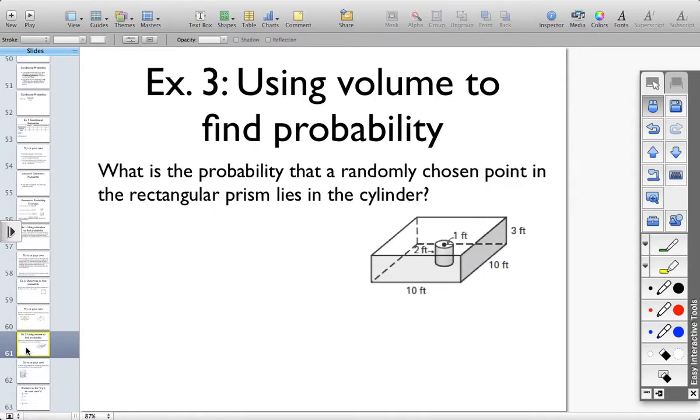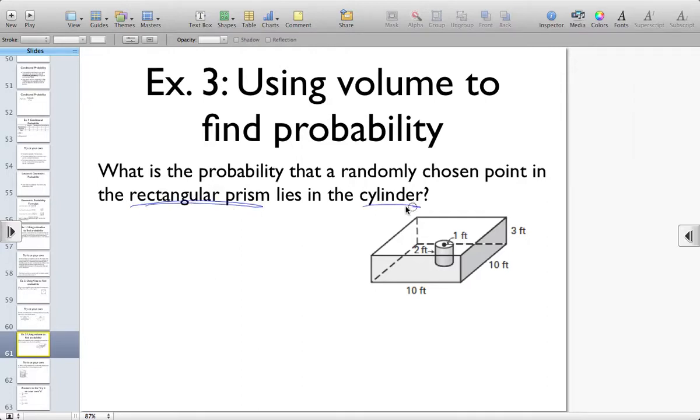All right, using volume to find probability. When we are using volume to find probability, we have to consider what shapes I'm looking at. So there's some vocabulary you need to be familiar with. For example, what's the probability that a randomly chosen point in the rectangular prism lies in the cylinder? The round thing in the middle that looks like a can, that's going to be your cylinder. Rectangular prism is a box. Use those words to help you identify.